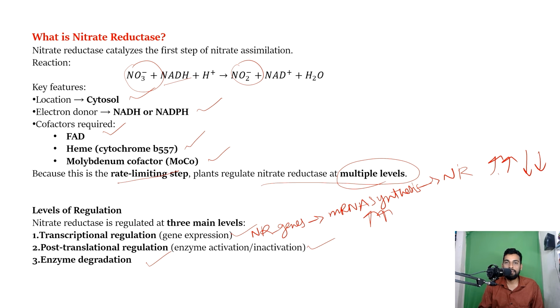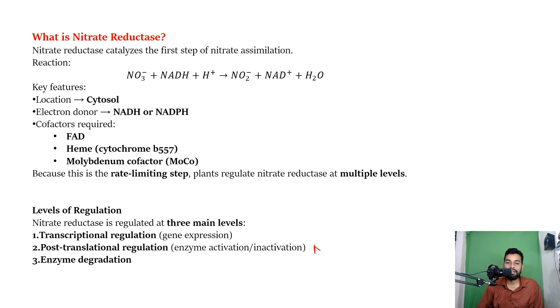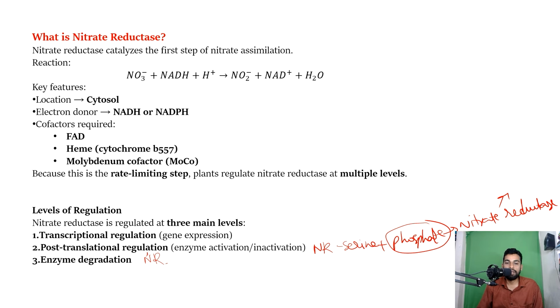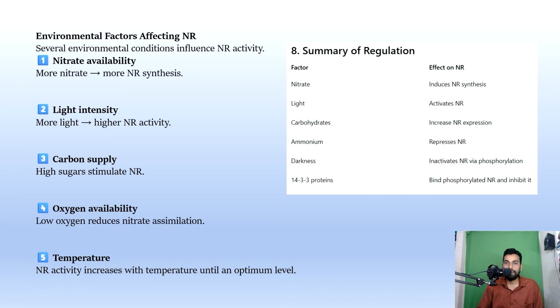The second regulation is post-translational regulation. It happens rapidly, that means in minutes. Nitrate reductase has a serine residue. A phosphate group added to this serine residue stops the activity of nitrate reductase. If this phosphate group is removed, then nitrate reductase will be activated. The third regulation is by enzymes. Nitrate reductase has a short life, so it will be degraded after its life, right? And also new nitrate reductase synthesis will be stopped. Environmental factors that affect nitrate reductase production.